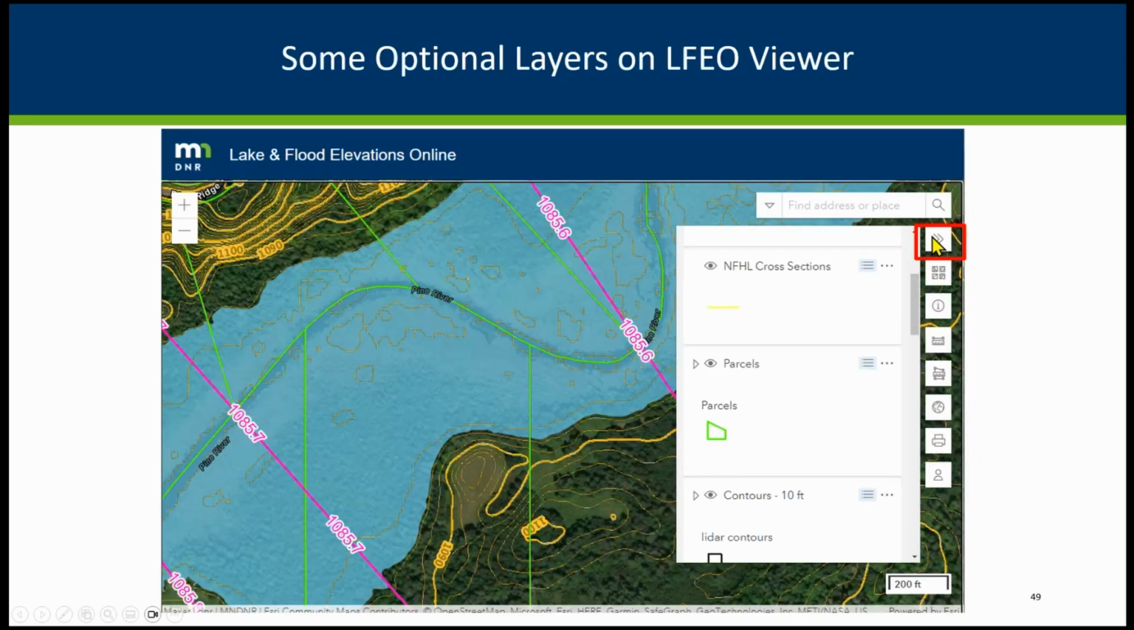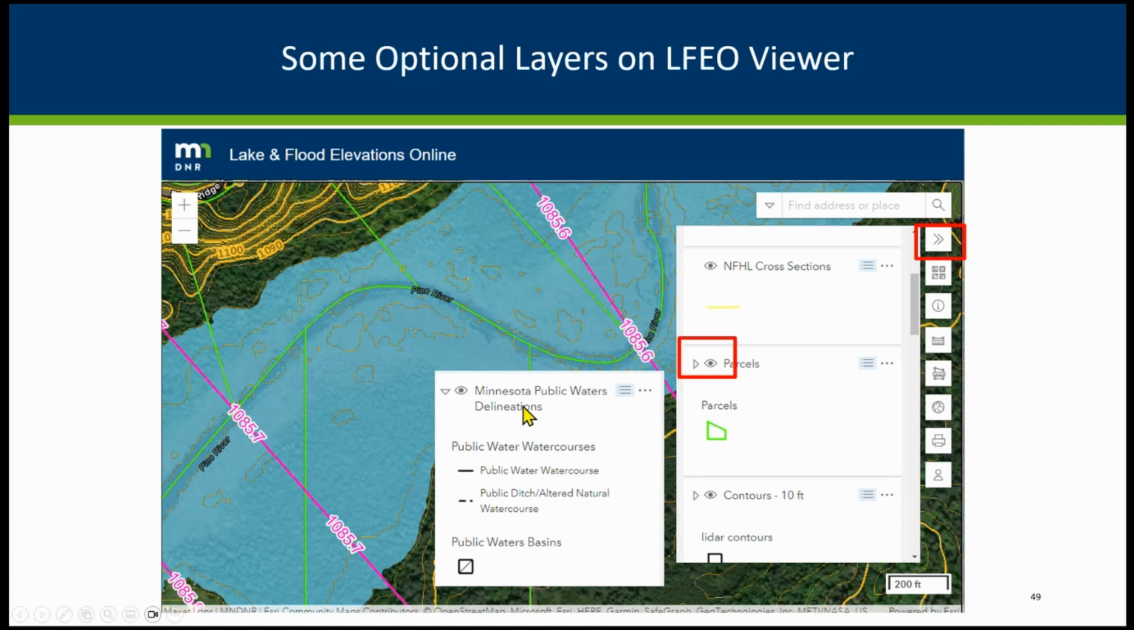The other thing in LFEO I want to point out is that we do have a parcel layer you can turn on. If you see this little eye thing with a line through it, it's off. You click on that and you can turn that layer on and see parcels. If you zoom in another level, it'll show PIDs. Another layer that is helpful is our public water layer. You can see our public water basins and watercourses. Again, these are not on by default, but you can turn them on.